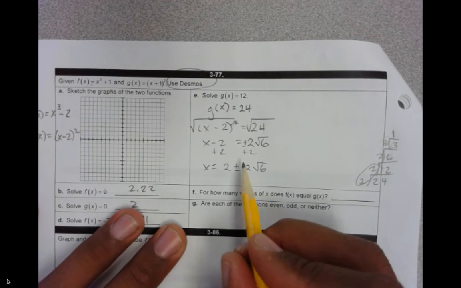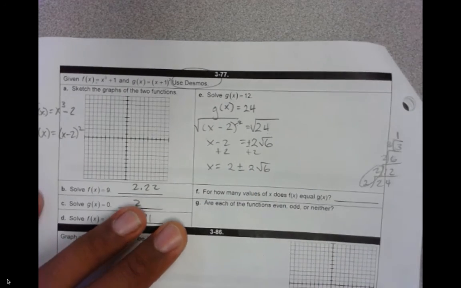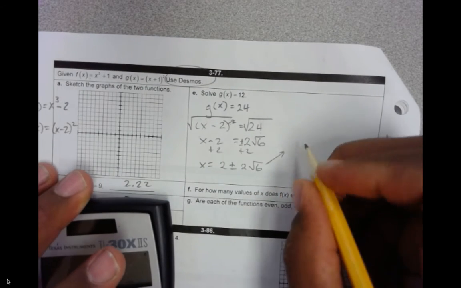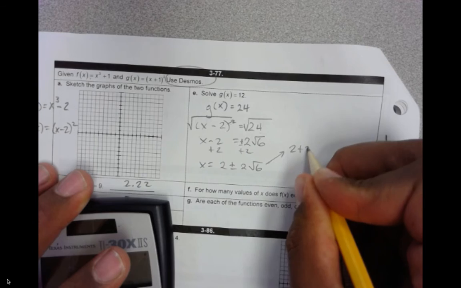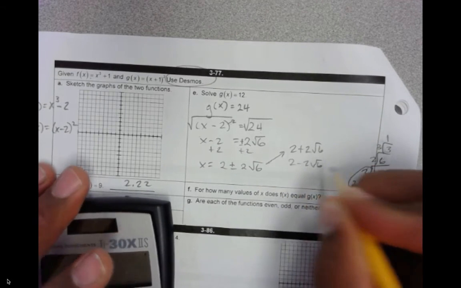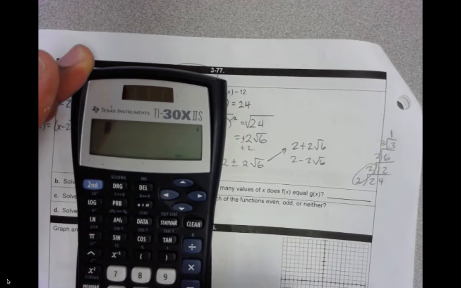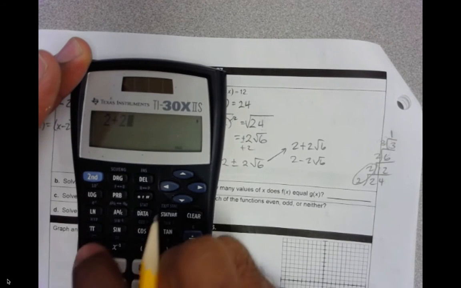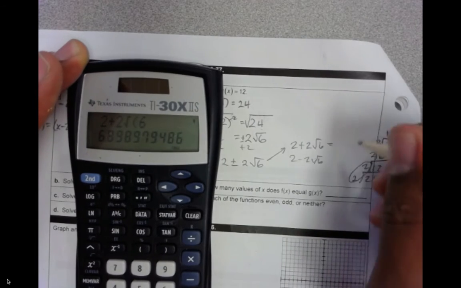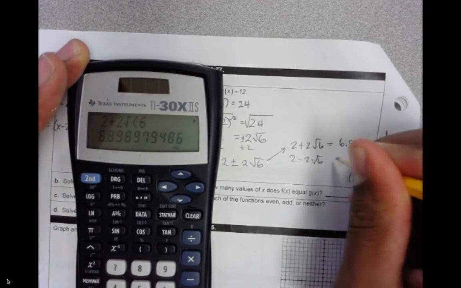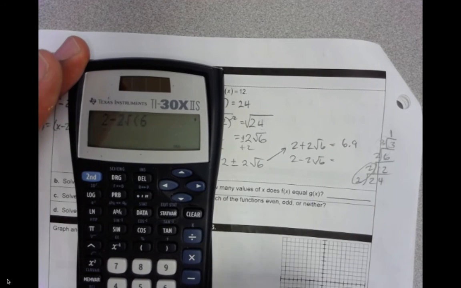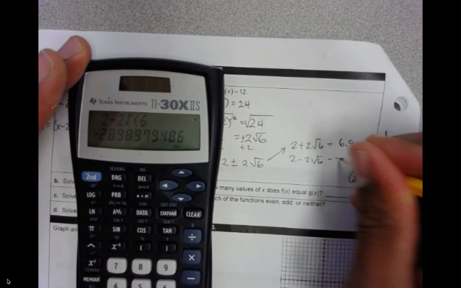Okay, now if I was to ask for the decimal solution to that, then I would ask you guys to basically first do 2 plus 2 square root of 6, and then 2 minus 2 square root of 6. Okay, so I could do 2 plus 2 times the square root of 6, which would equal 6.9. And then here, I go back up and do the same thing. You could do this on Desmos as well. It gives -2.9.